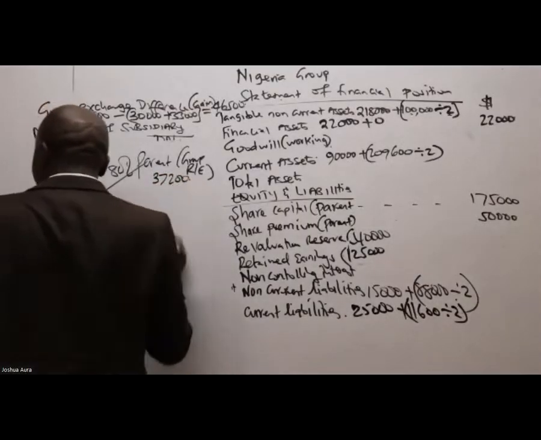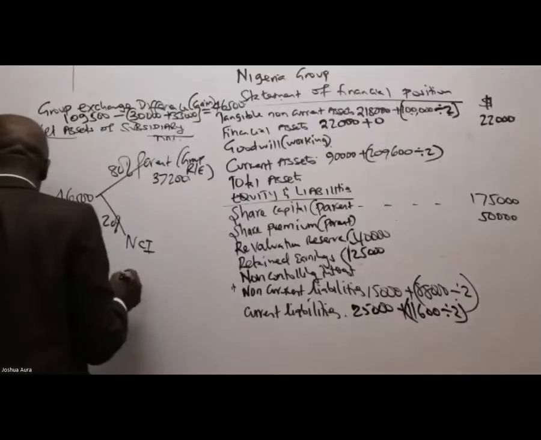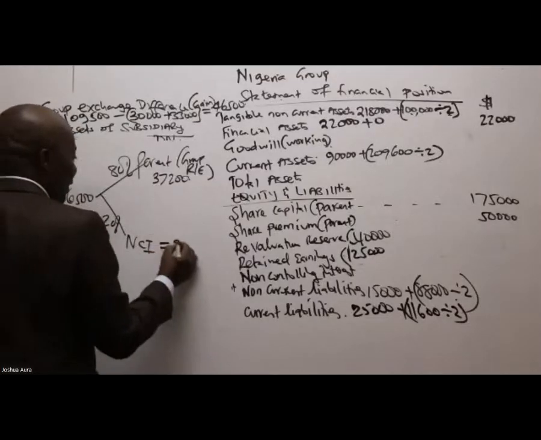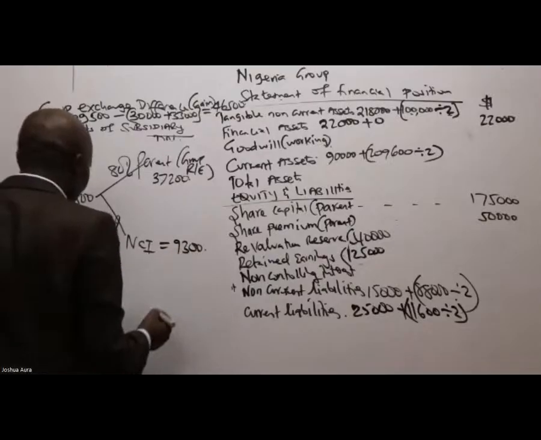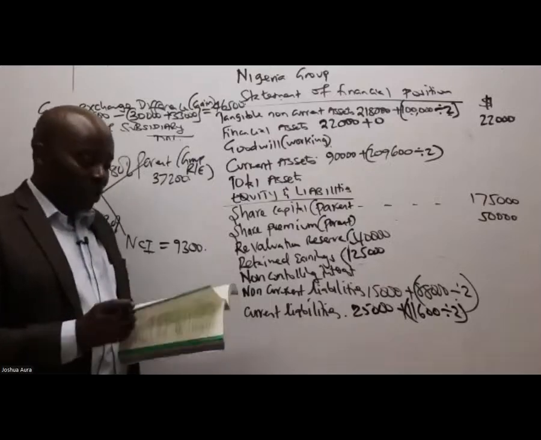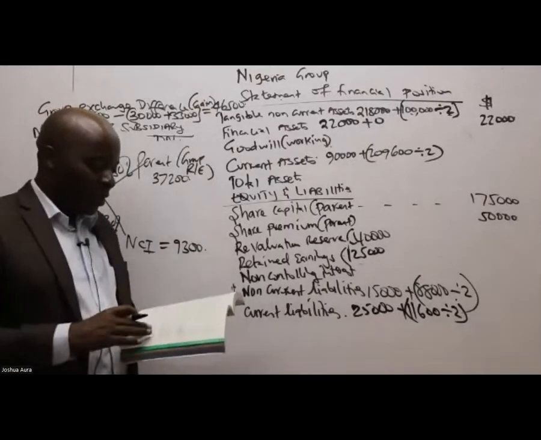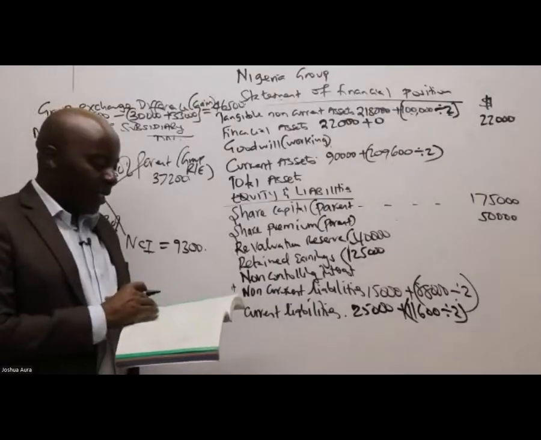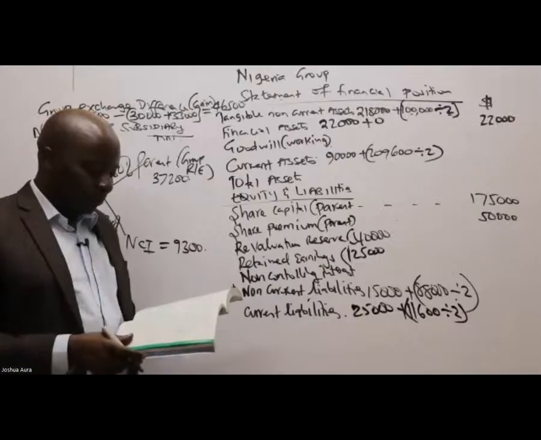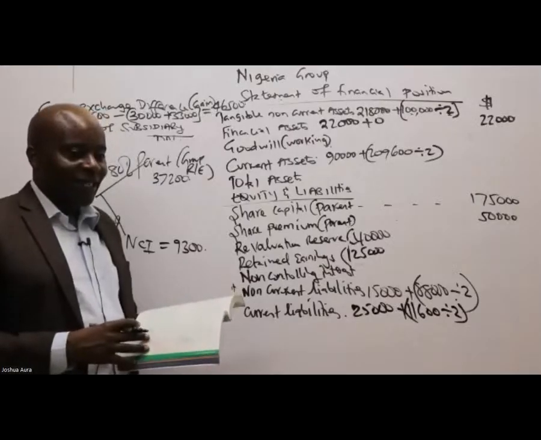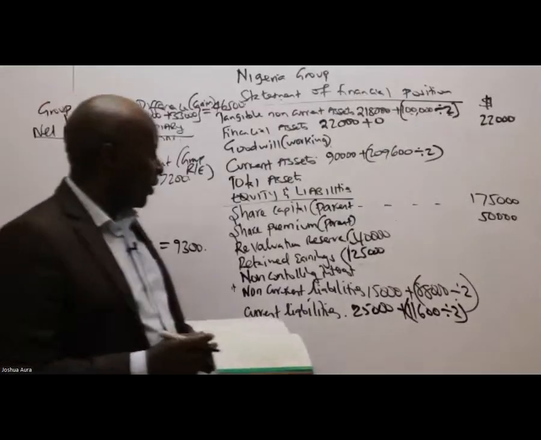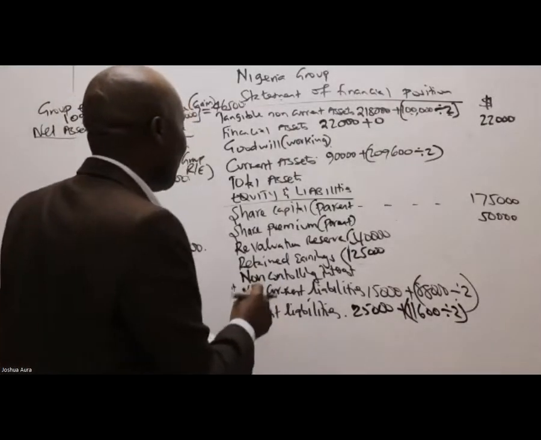And then we have, ladies and gentlemen, NCI. NCI is 20% of this. So NCI, I'm being told, is 9,300. So you can start building up the NCI.